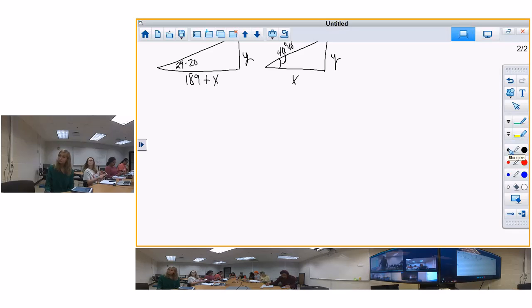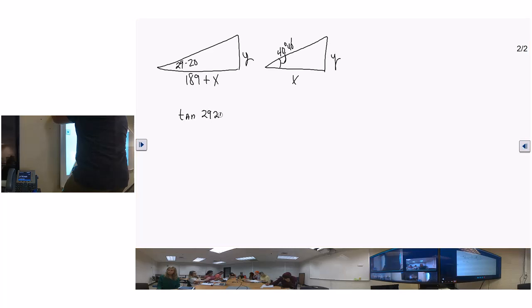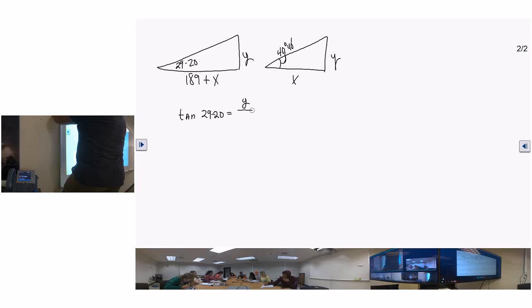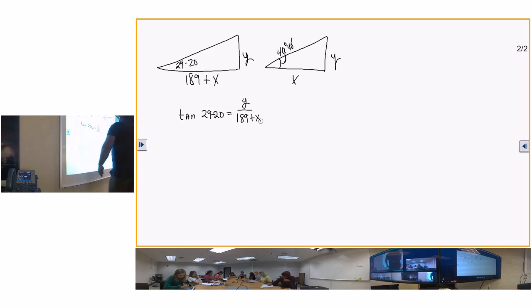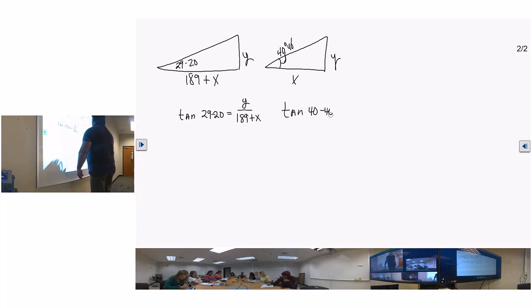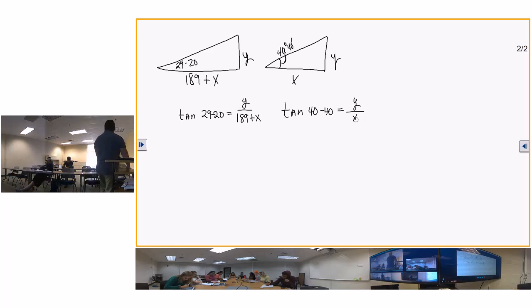So I'm going to set you up. So the tangent of 29, 20 is equal to the opposite over the adjacent. And tangent of 40 is equal to y over x. Now, what are the next two steps? Solve for y and set what? Set them equal to each other.